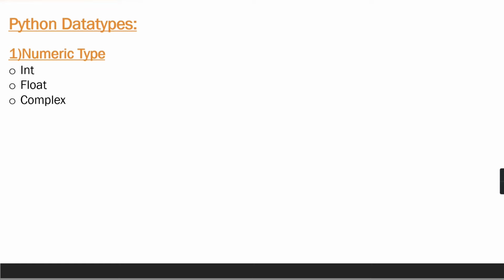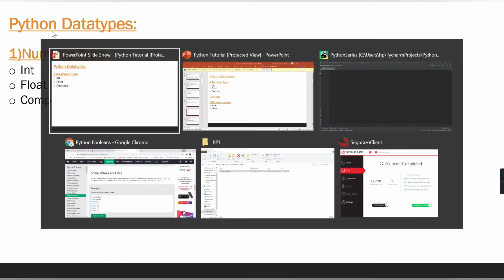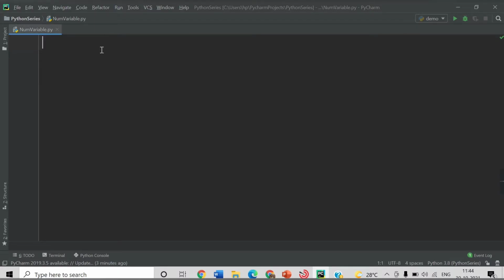An integer value can be of any length, and can contain positive as well as negative integers. Float is used to store floating point numbers, which are in the form of decimal points, and a complex number contains an ordered pair of real number and imaginary number. We will be seeing all these types in our code. So let's go to our PyCharm.